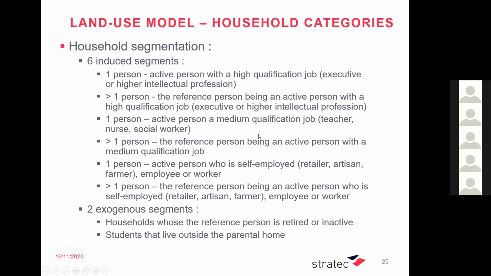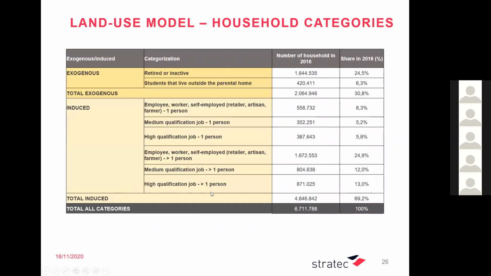For the household segmentation, we have eight types of households altogether, and the induced households represent close to 70% of the total number of households in 2016, and the exogenous household types 30%. The exogenous household types, again, are the households that will not locate endogenously in the model as a consequence of accessibility changes or price changes, contrary to the induced households.